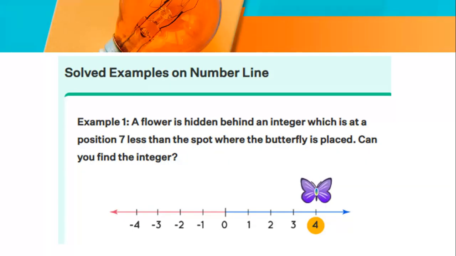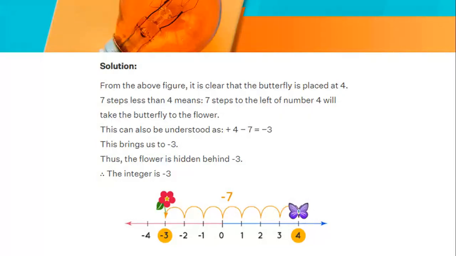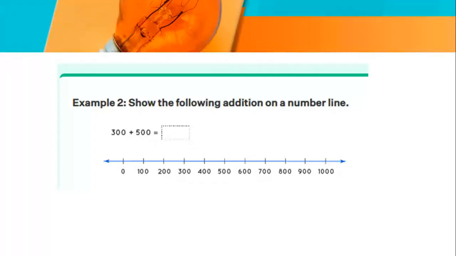So that is 4 minus 7, and that is negative 3. So ibig sabihin dito sa negative 3, gagalaw lang from 4 to negative 3 na negative 7 step, nandun yung flower. Next, show the following addition on a number line.